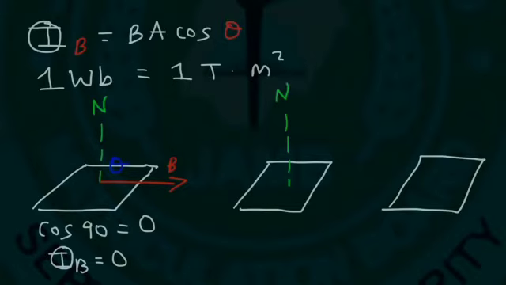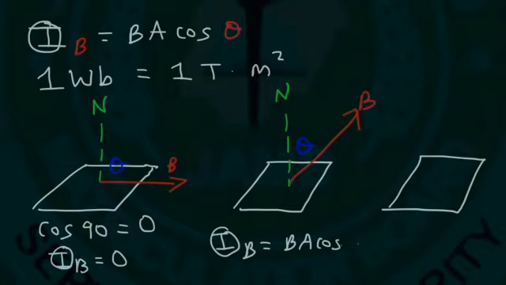Now let's say if it's neither parallel or perpendicular to the normal line. Theta is here. It's the angle between the normal line and B. So in this situation, the flux is simply BA cosine theta.